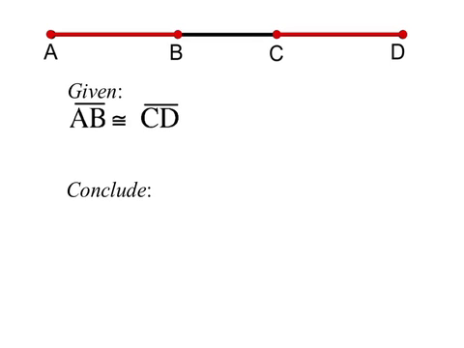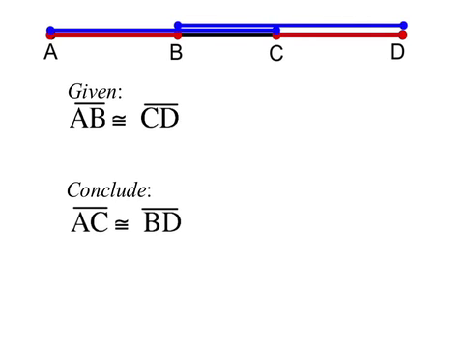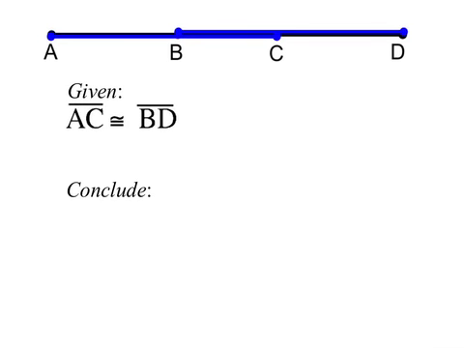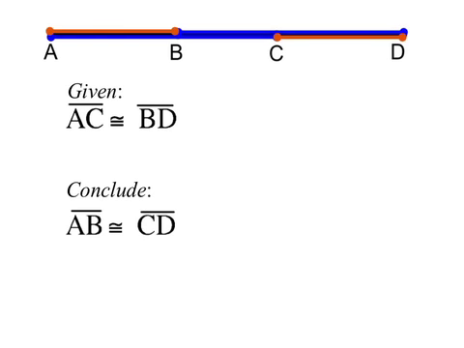Well, let's just review what these statements have told us. If we're given that those two red segments are congruent, AB and CD, then if we add the part in between, the BC, that should give us that AC is congruent to BD. And in the related theorem that involves subtraction, it's actually the converse. If we're given that AC is congruent to BD, we subtract the overlap, the BC, and we're left with AB congruent to CD, the subtraction theorem.